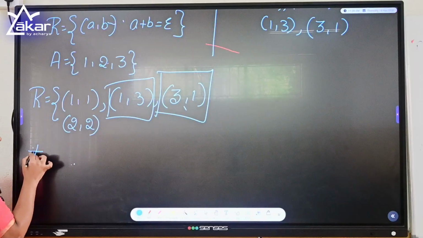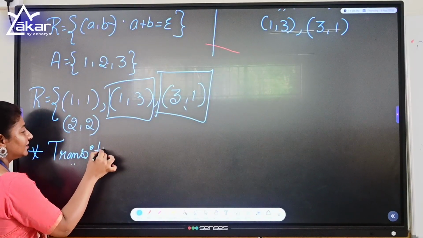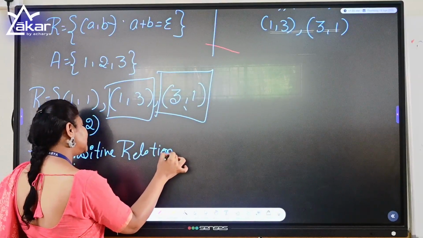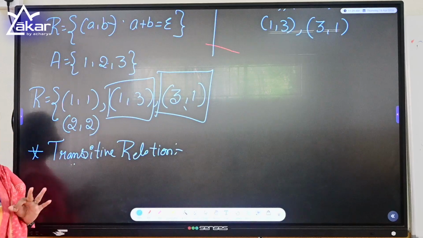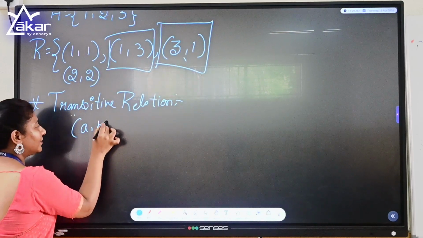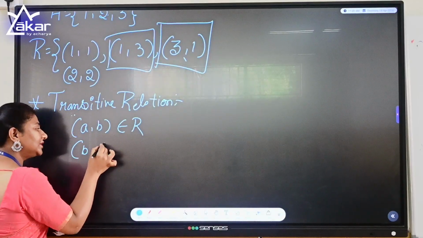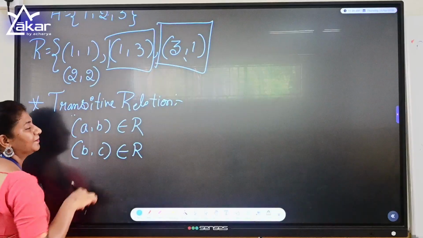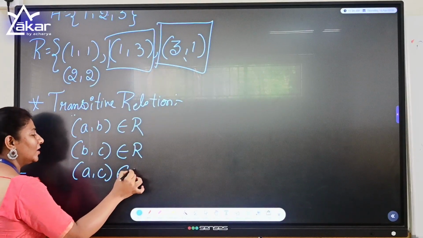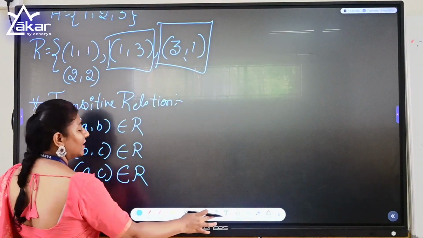Next, the transitive relation. In a transitive relation, what happens? We are taking 3 different elements. The 3 different elements are A comma B belongs to R, then B comma C should belong to R, then only we can say A comma C belongs to R. So let us check the condition with a problem.